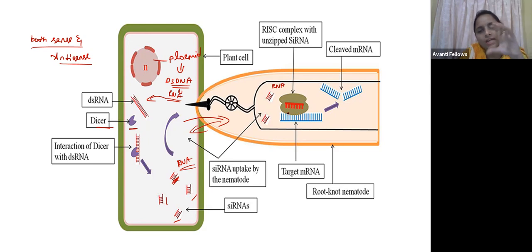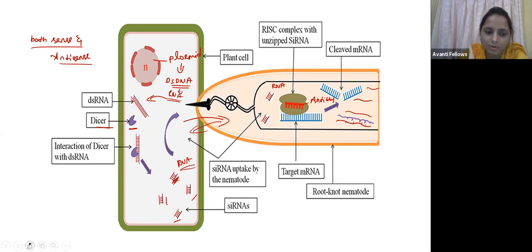Now unwinding of this double stranded RNA will take place. Now in the RISC, there is only one RNA, and that is called the antisense RNA. This antisense RNA is going to bind to the mRNA which is synthesized in the pest. I will take the purple color for the sense, which is produced in the nematode. It is complementary to the mRNA produced from the nematode, right? So it is going to bind through complementary bases.